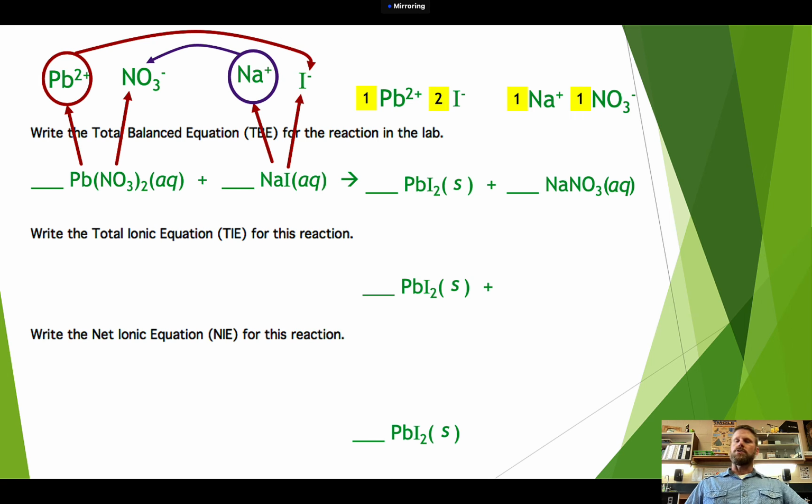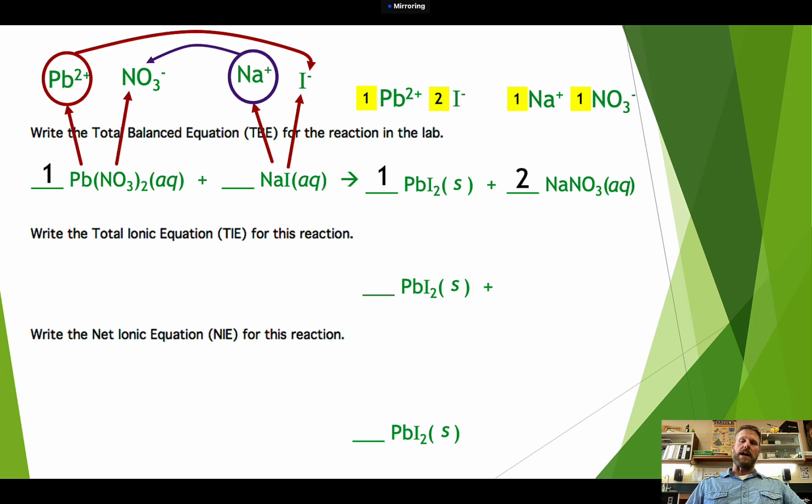Before I move on to the total ionic equation, I must balance this equation that I've written here. To do that, for this reaction, I will take you through it pretty quickly. I need 1 lead on both sides. Okay, I have 2 nitrates on the reactant side.